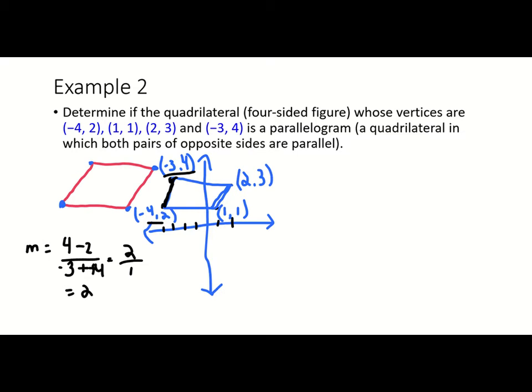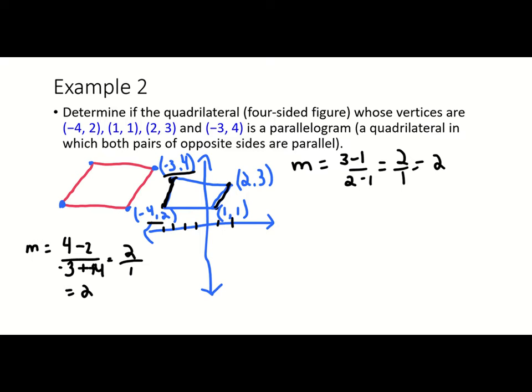All right, let's look at the other line that should be parallel to that if it's a parallelogram, which is right here. I'm going to calculate the slope of that line. So I'll do 3 minus 1 over 2 minus 1. So 3 minus 1 is 2, and 2 minus 1 is 1. All right, so we got a slope of 2. So for those 2 lines, the black lines there, they are parallel, the slopes are the same.